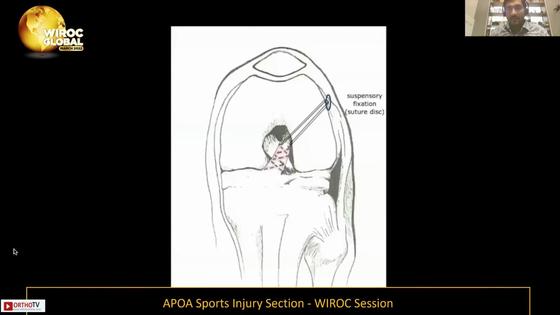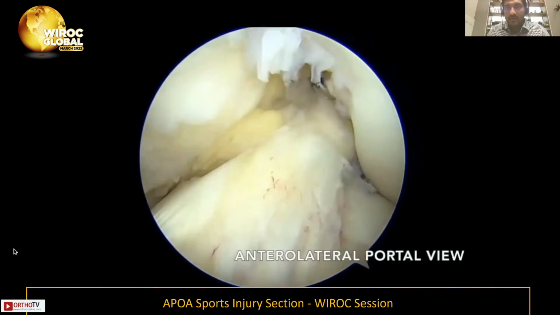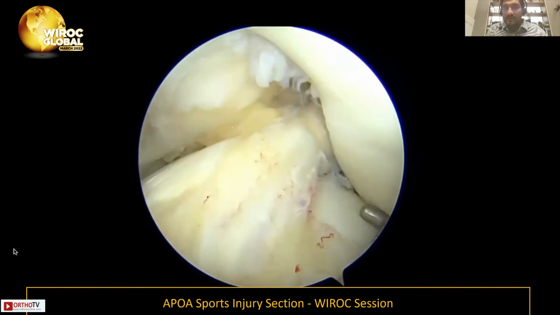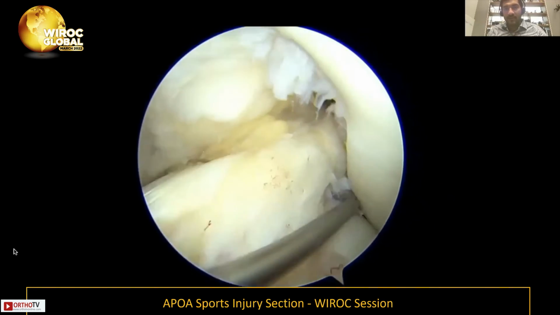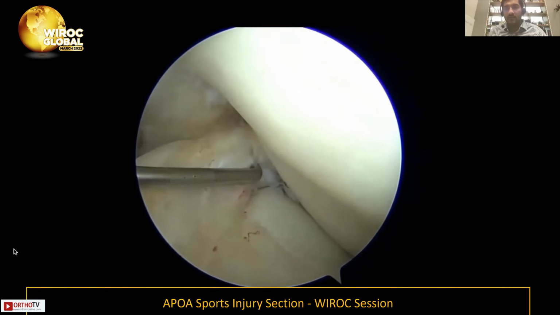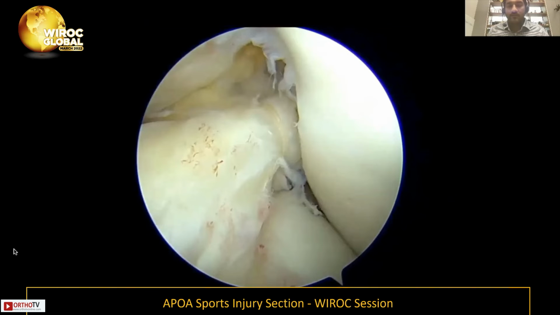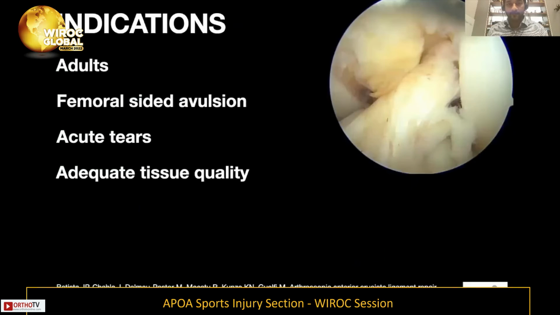Once everything has been shuttled out, it can be fixed using a suspensory fixation like a suture disc on the lateral femoral cortex. More importantly, this can be fixed in extension. Unlike a suture anchor, when we're using a suture anchor, due to access issues, we need to fix the ACL in flexion. But here, we can extend the knee, and just as we fix the graft in an ACL reconstruction closer to extension, the same thing can be done for repairing the ACL primarily.